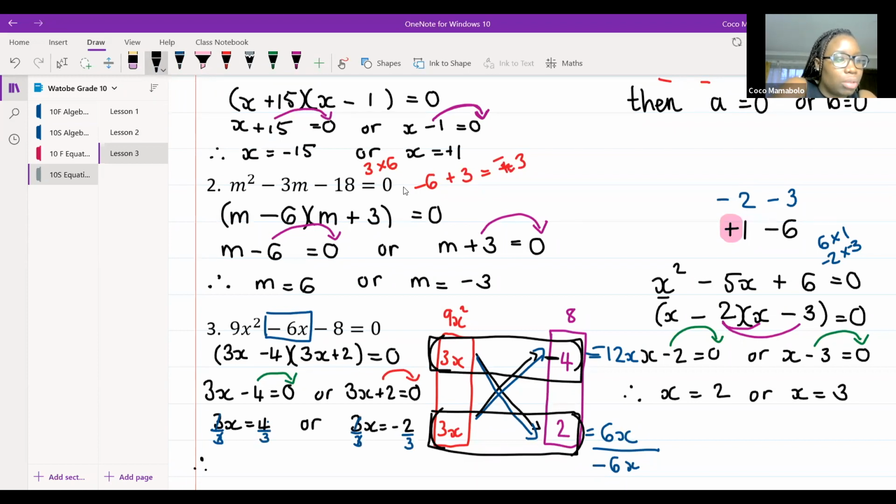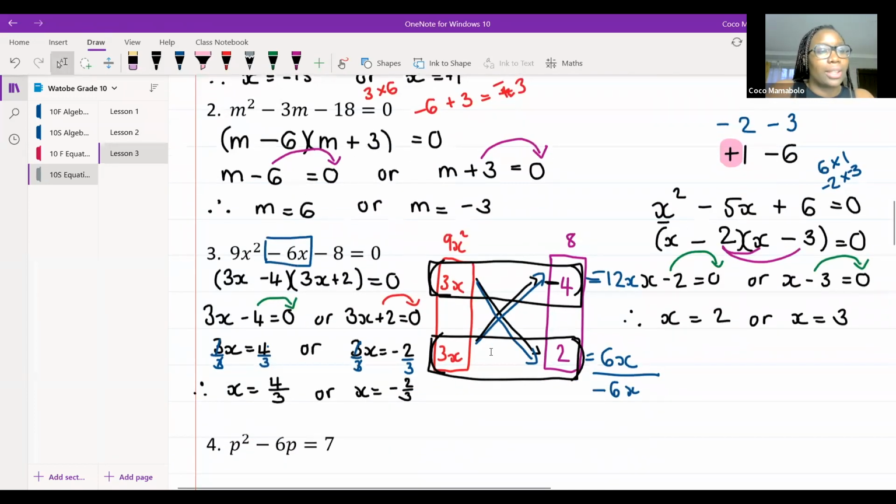Therefore, x is equal to, that's it, 4 over 3, or x is equal to negative 2 over 3. Give me a thumbs up if you got this one correct, guys. Tell me if you got this one correct. That's it, Inganati. Well done, guys. Awesome stuff, Leandro. I see you there.